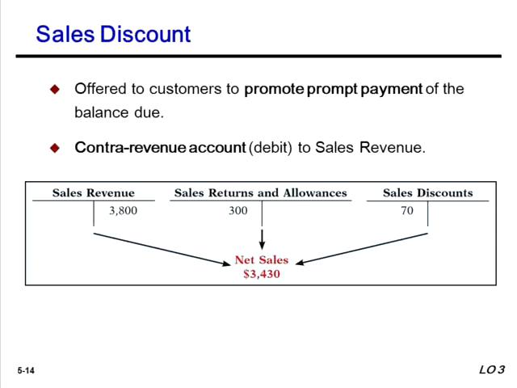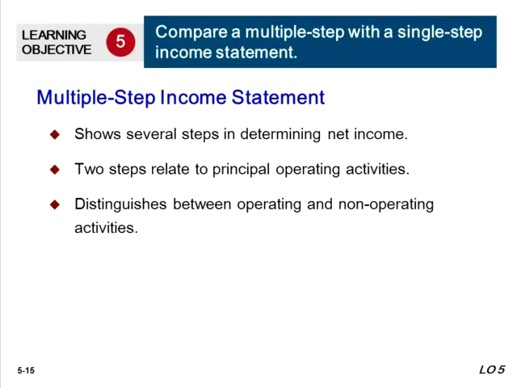Alright, sales discount. It's just the opposite of the purchase discount. Like the sales returns and allowances, it is a contra revenue account, which is subtracted from the sales revenue. So we have our gross sales of $3,800, sales returns and allowances of $300, sales discounts of $70. So we have net sales of $3,430. And it's from that net sales amount that we will subtract cost of goods sold to come up with gross profit.